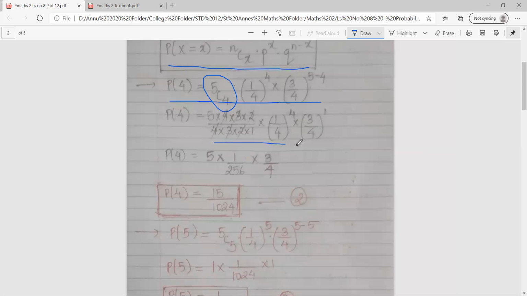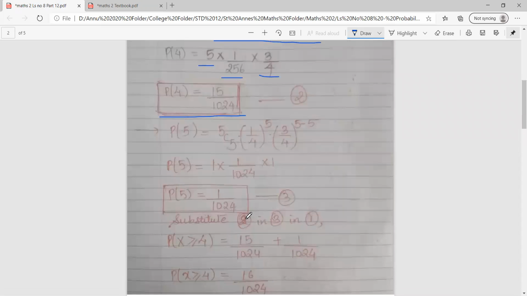On cancelling, I am left with only 5 in the first part. 1 raised to 4 is 1 and 4 raised to 4 gives you 256. That is 4 multiplied 4 times, 4 into 4 into 4 into 4. 3 by 4 raised to 1 is 3 by 4. So on multiplying, I get the answer to be 15 upon 1024. So I name it as equation number 2.